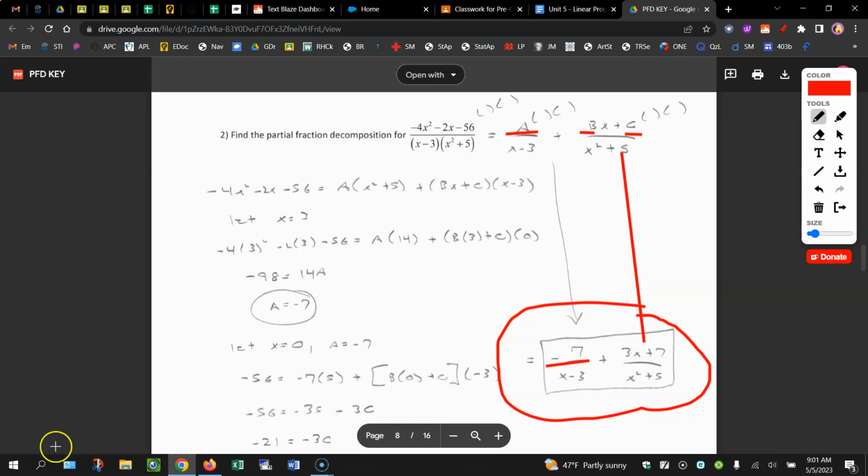All right, that's partial fraction decomposition. That is Unit 5, Topic 2.